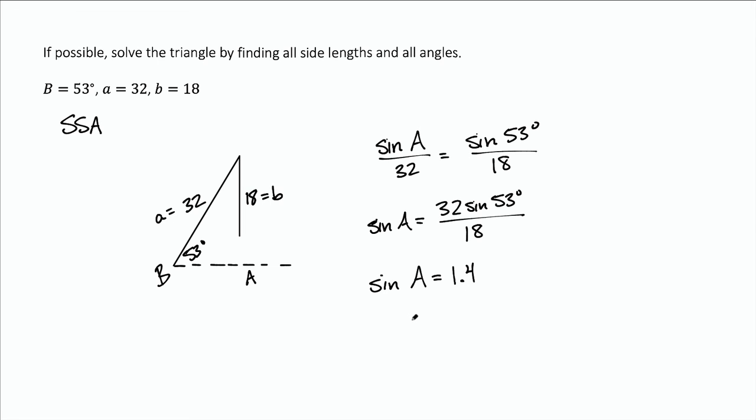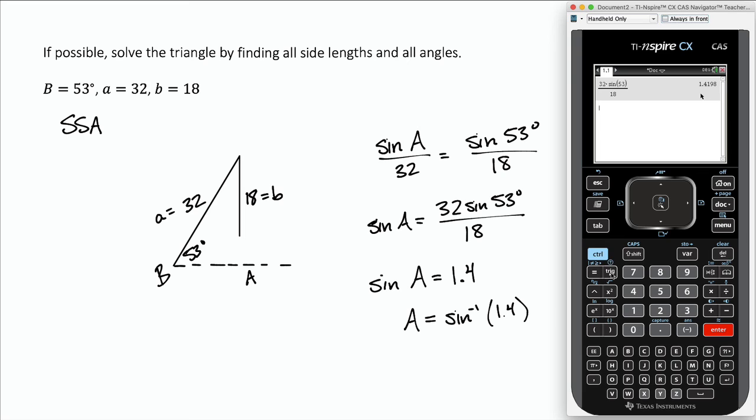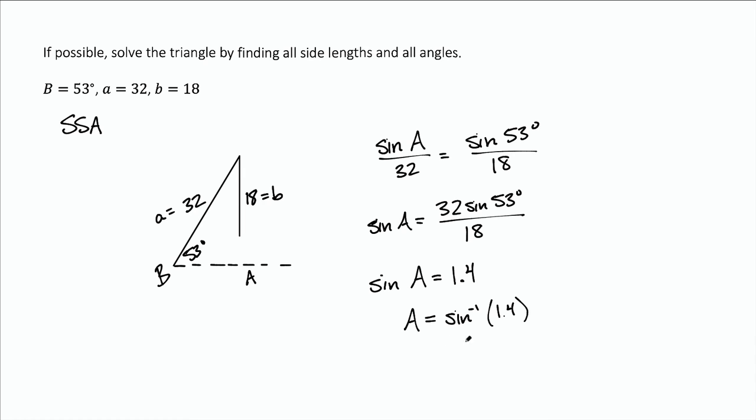Now, if you don't remember that, you could try solving for A by doing the inverse sine of that. But if we do that, we have inverse sine of that number, and you get an error. Okay, and my calculator says undefined. Okay, this is undefined, meaning that there is no solution. No solution. In other words, these measurements are not the measurements of any triangle.